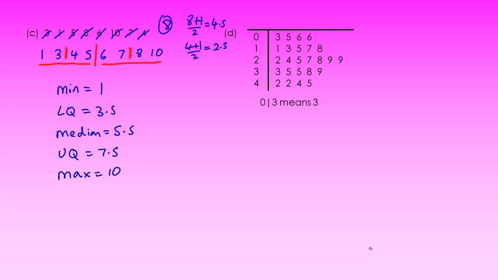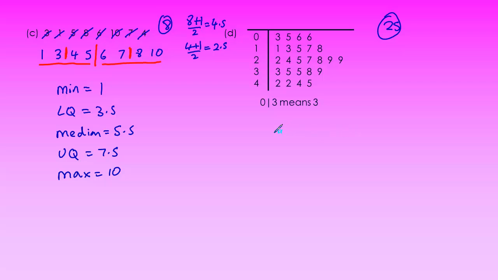Now, in part D, we actually are given our information as a stem and leaf. Now, it does at least have the advantage that our data is already in order. How many pieces of data do we have? 1, 2, 3, up to 25. So we've got 25 pieces of data.